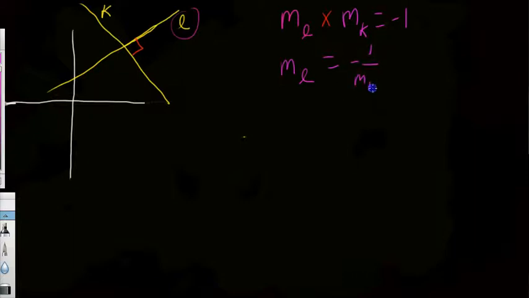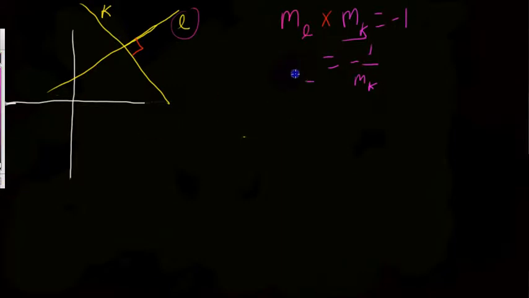Another way to say that is m of L is equal to -1 over m of K, right? And that makes sense because from here we can divide m of K out and we'd get -1 over m of K. And that's just simple algebra. So now with that in mind, we're going to start this proof.